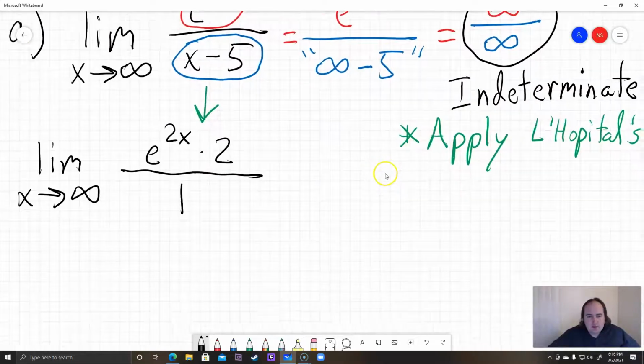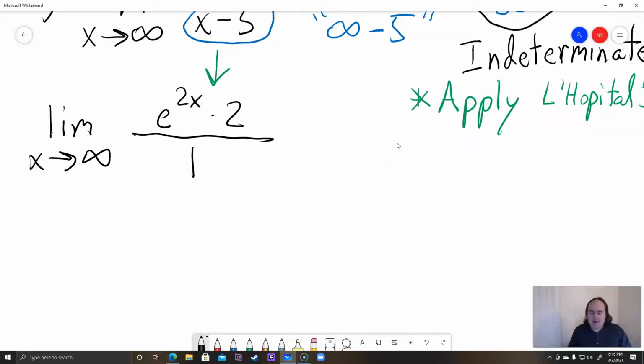Now, if we plug in infinity again, we're going to get 2 times e to the 2 times infinity all over 1. Well, any number over 1 is just a number. What is that going to end up being? Well, 2 times infinity is still infinity, and e to the infinity is still infinity, and 2 times infinity is still infinity. So this whole thing right here is basically just infinity.